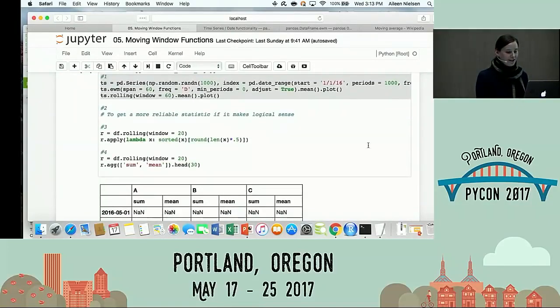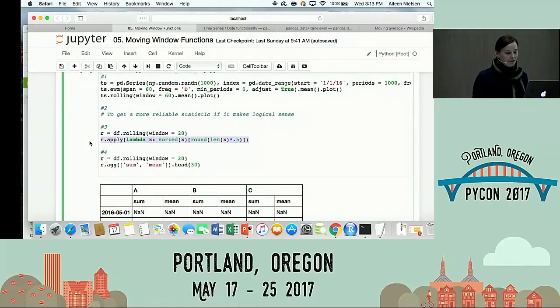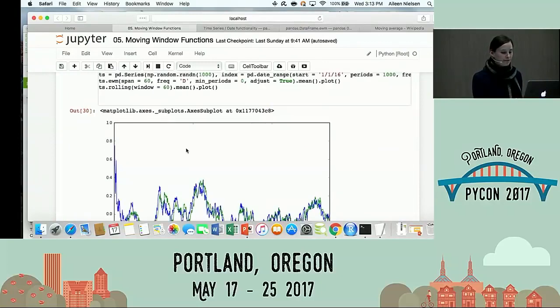So one way to do it is I just implemented one example here. If I want the 50th percentile, I can just sort and take the middle one. The point is really that you just want to remember you can use a lambda, right? So you can come up with any summary statistic you want.